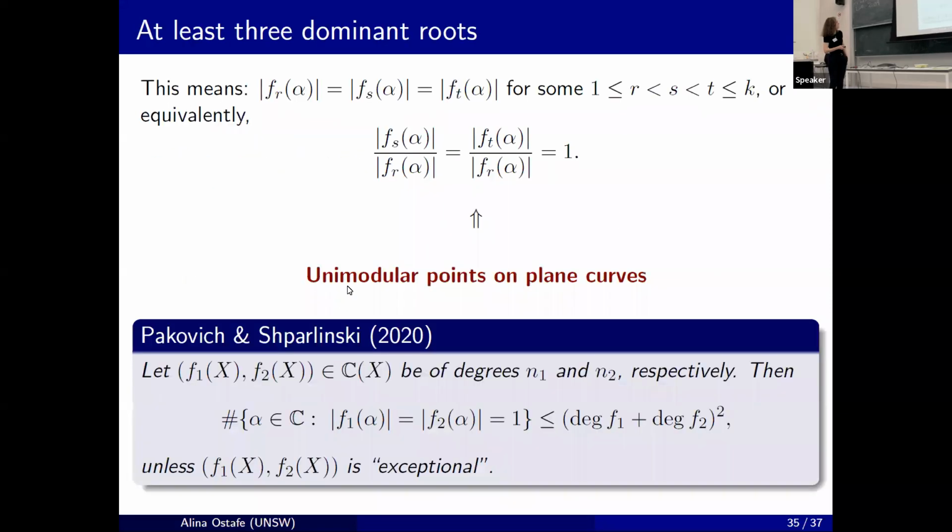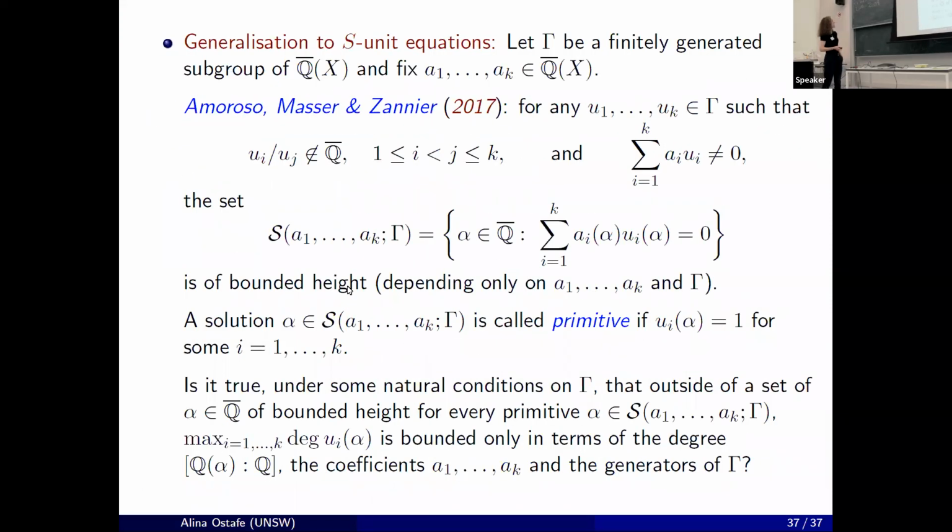So this is the formal question. Let gamma be a finitely generated subgroup and fix A1, ..., AK. Then Amoroso, Masser and Zannier, the result, as I mentioned, is more general. They prove that for any U1, ..., UK in the group that satisfies certain conditions, the set of alpha in Q bar such that alpha is a 0 of this polynomial is of bounded height. So we know that the set is still of bounded height in this more general setting.